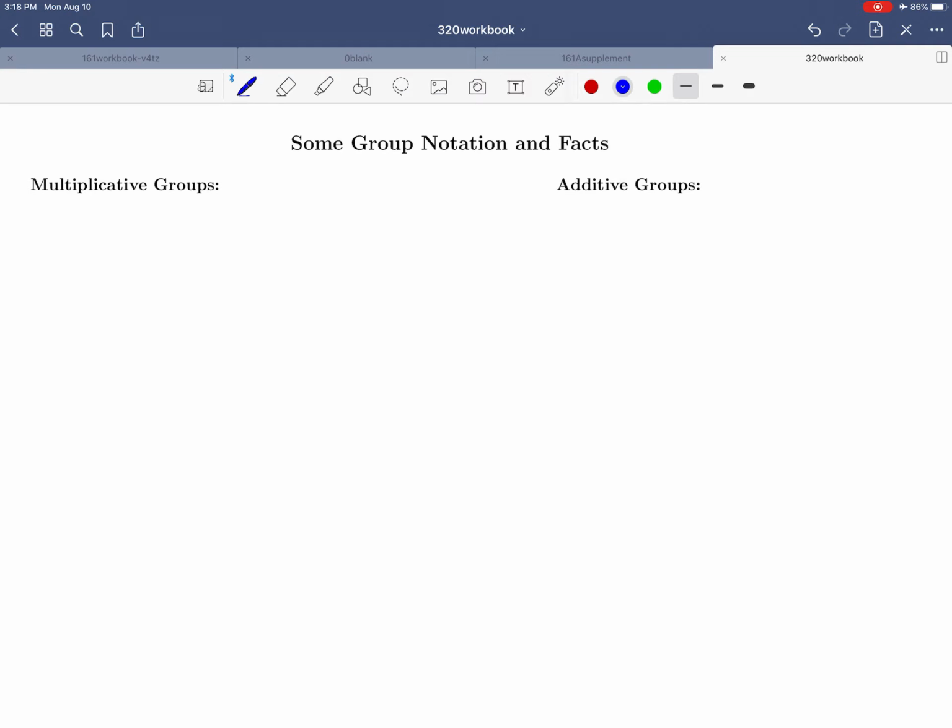So we have certain notations and facts that are true for multiplicative groups. So as a definition, when you multiply a group element together many times, we use exponent notation. So g to the n we are going to use for g times g times g times g when we multiply g together n times.